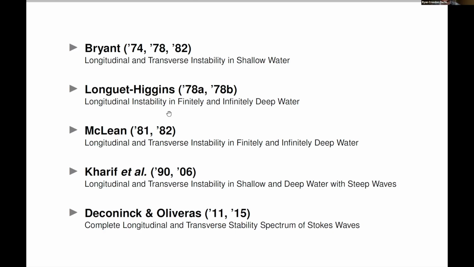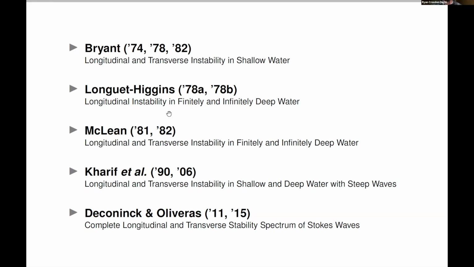And then we get to the 1980s, very beginning of it, with the work of McLean, which really took the results of Bryant and Longuet-Higgins and kicked it up a whole other level. So basically, McLean was able to talk about the linear dynamics of these perturbations that you're applying to Stokes waves in water of any depth you like. And you could have any combination of a longitudinal and transverse perturbation. So it was really quite an astounding result.